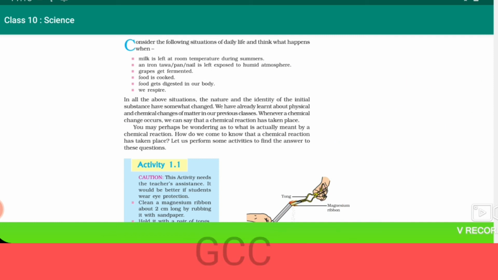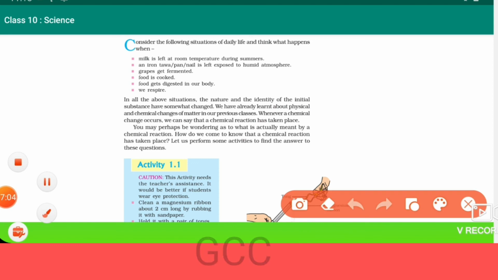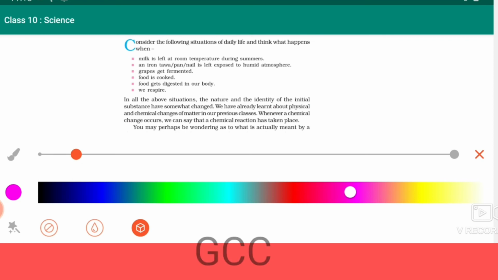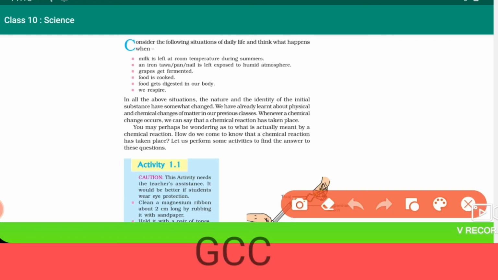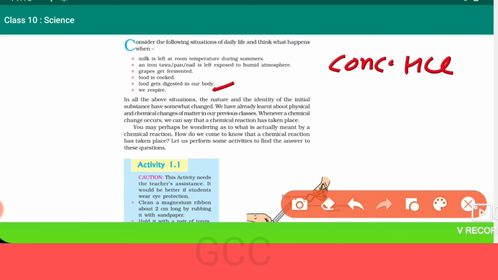Same way, one more line is here. They are saying food gets digested. Now when the food gets digested, how is the food digesting in our body? In our stomach, there is concentrated HCl which is helpful in digesting the food, and digestion of food is also a chemical reaction. Then one thing more they told, we respire, we are inhaling and exhaling.